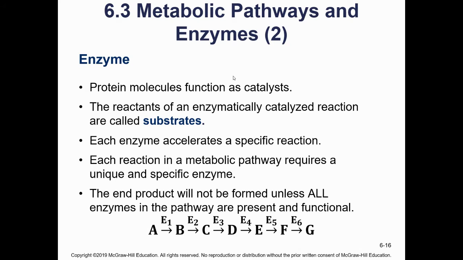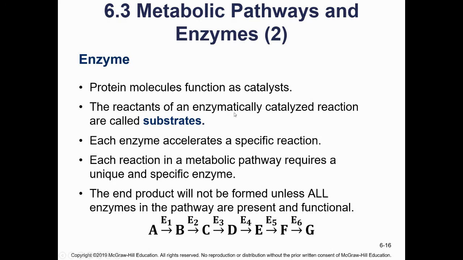Enzymes can't make a reaction happen that wouldn't happen anyway. They only speed up a reaction. So our enzymes are protein molecules. That word catalyst means they speed up reactions. When I'm looking at a chemical reaction, those molecules that are on the left side of the equation with an arrow facing right are reactants. What comes out are products. When an enzyme's involved, we can also use the word substrate for the reactants. That's a synonym when an enzyme's involved.